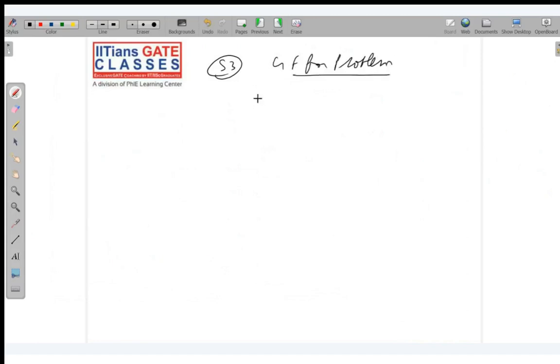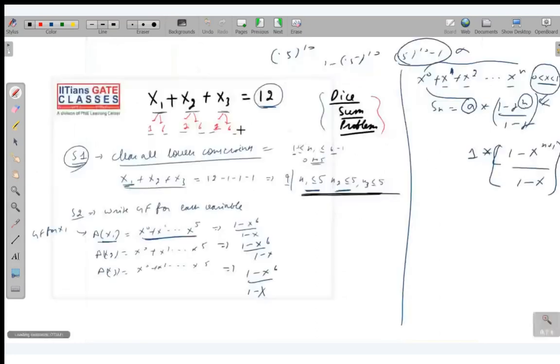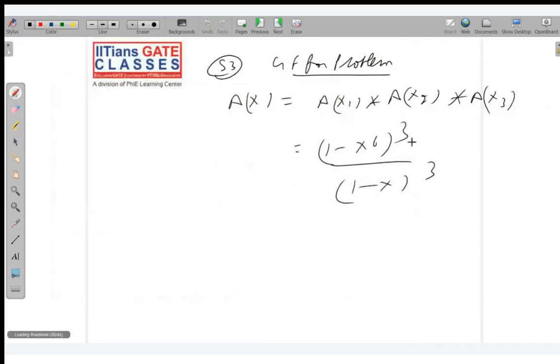So you simply multiply them. The generating function for the problem is represented by A(x), that will be A1(x) multiplied by A2(x) multiplied by A3(x). So it comes out to be (1 minus x^6) whole cube divided by (1 minus x) whole cube. I think you have got it. I will simply multiply these three. Yes, so we have got it. Any doubt? No, sir.